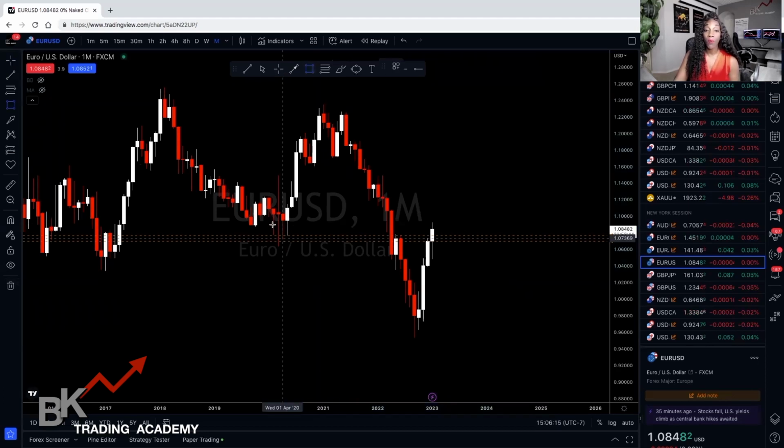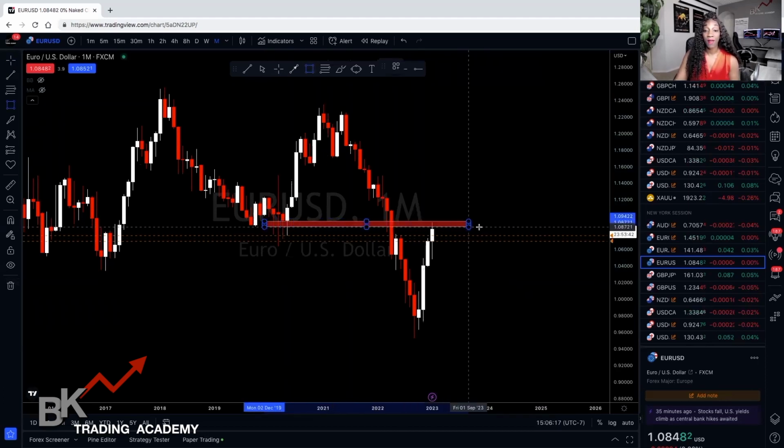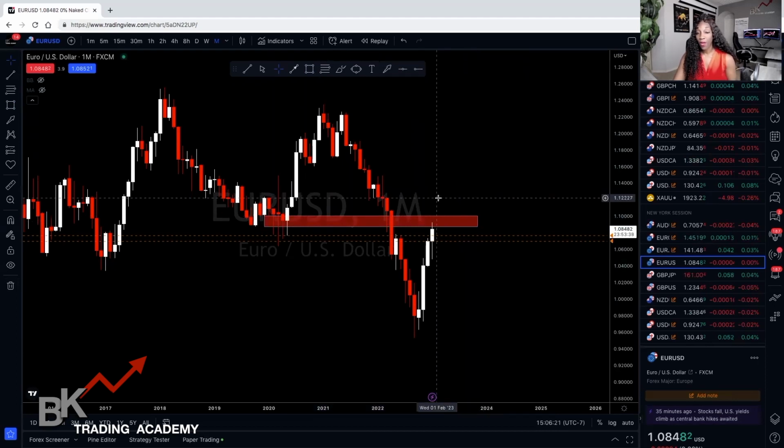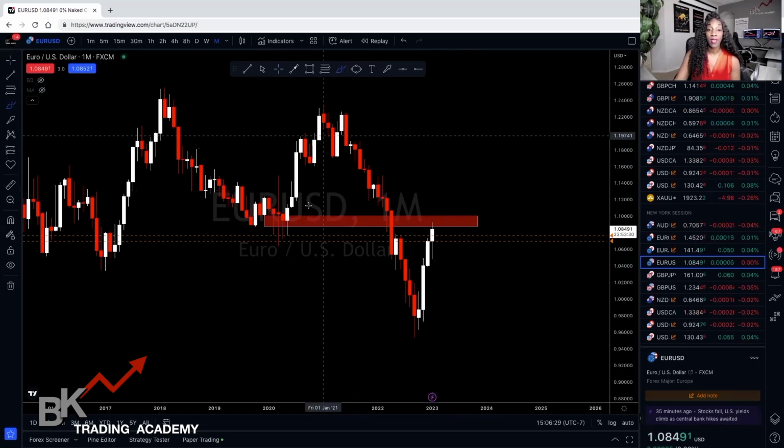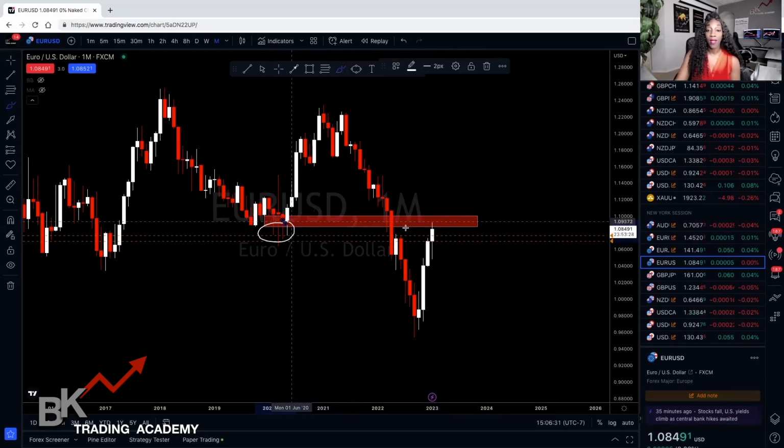Let's make sure that we definitely keep our eye on this resistance. And then we want to look at where, for example, our previous structure is. I like to trade from zone to zone, so from one reversal zone to the next. And what you'll notice is that this is our support now forming as resistance. Below that, we have a monthly structure here.